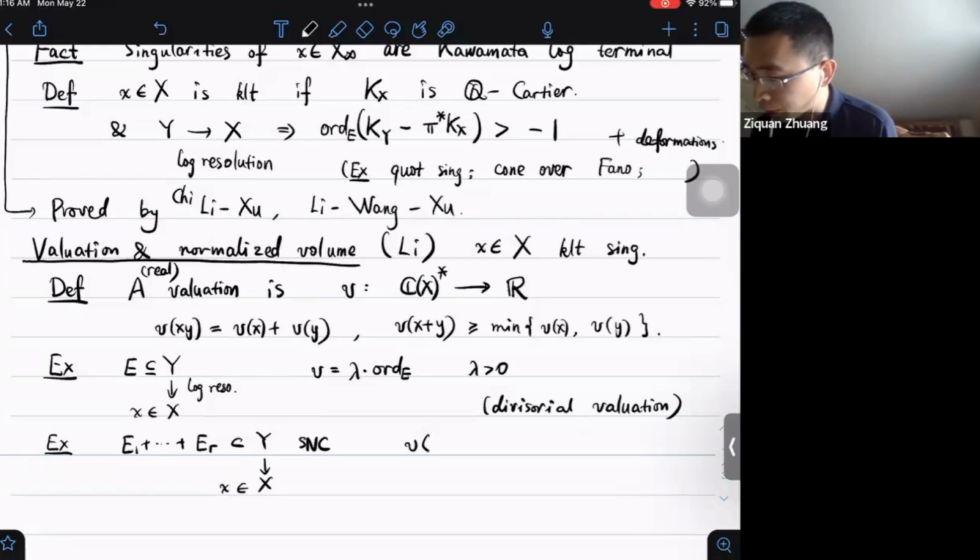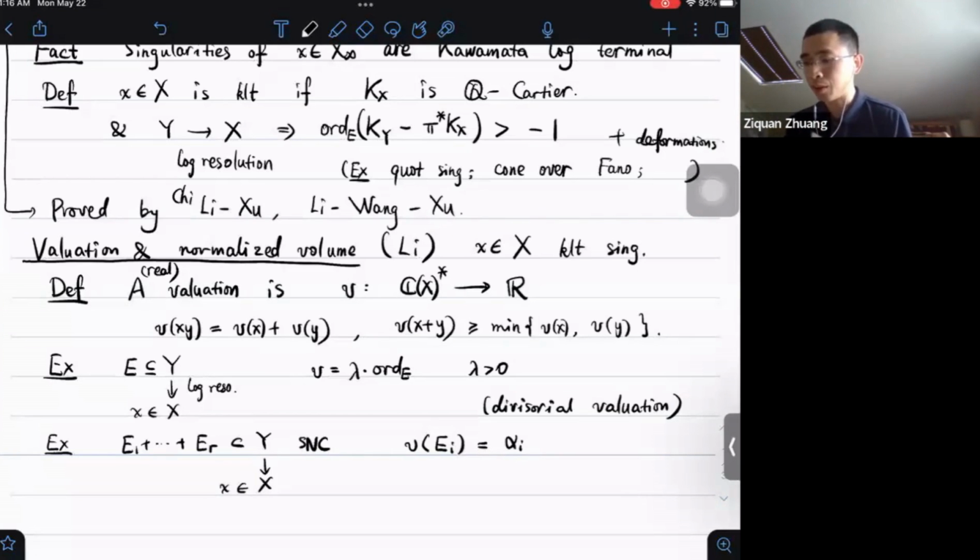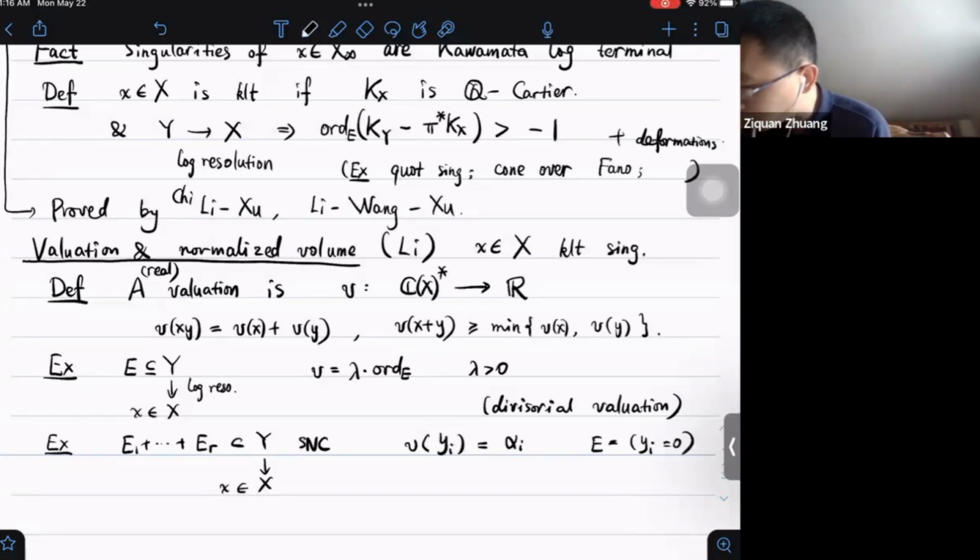So I want to declare that if I evaluate this E_i, so the local defining equations of this E_i, I get some value, maybe alpha_i. And then for other functions, you can think of the defining functions of this E_i as giving you local coordinates. So I assign different weights to these local coordinates. So maybe let me call them x_i, y_i. Okay, so this E_i is y_i equals 0. And then once you assign weights to these coordinates, you can talk about weighted multiplicities of a rational function, or at least a holomorphic function. Okay, and then extend that as a valuation as well.